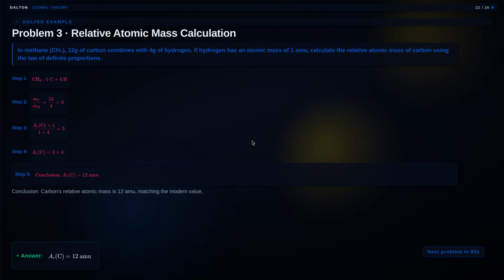Step 2. Experimental ratio, mass of carbon over mass of hydrogen equals 12 over 4 equals 3. Step 3. Mass of carbon over mass of hydrogen equals atomic mass of carbon times 1 over atomic mass of hydrogen times 4. Step 4. Atomic mass of carbon over 4 equals 3. Step 5. Atomic mass of carbon equals 12 atomic mass units. Conclusion. Carbon's relative atomic mass is 12 amu, matching the modern value.